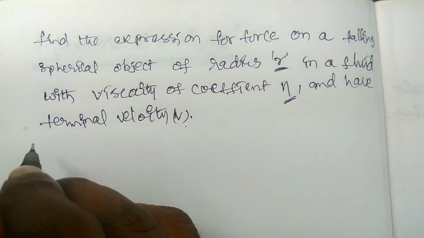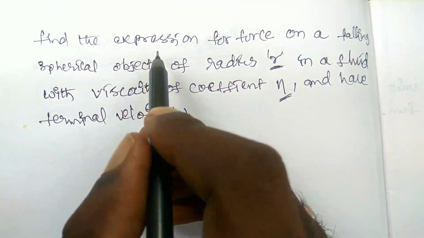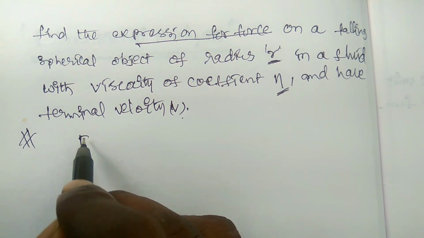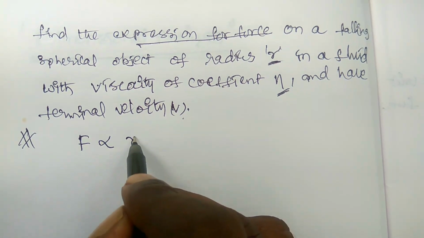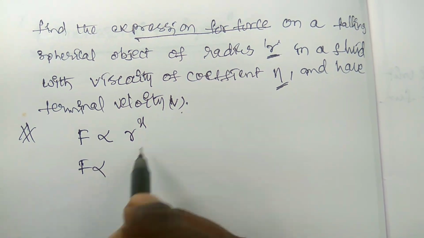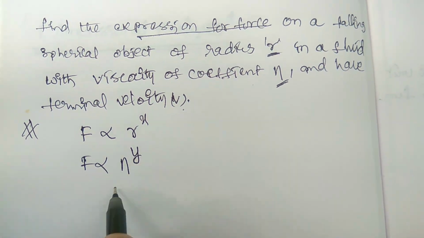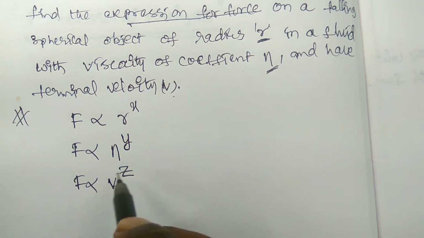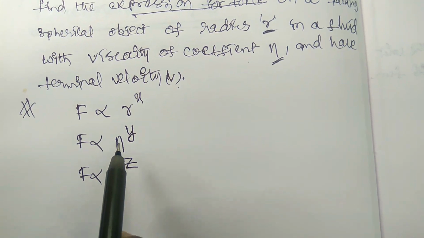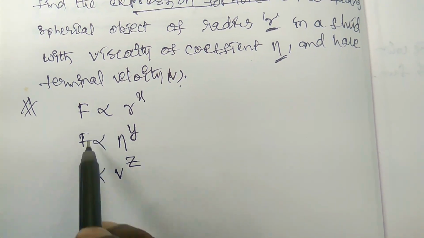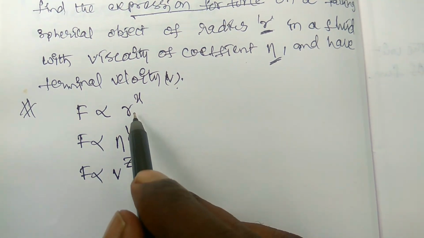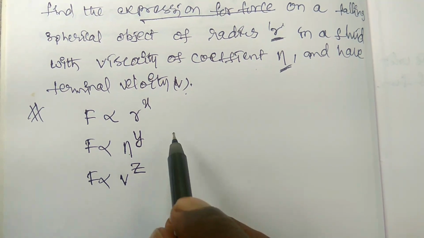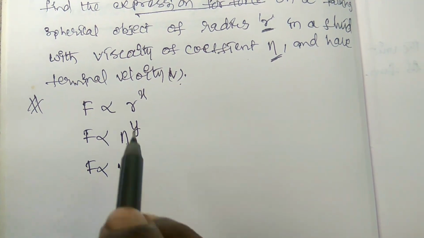Now we have to find the dimension formula or the expression for the force. So let us write, force is directly proportional to r to the power x, force is directly proportional to eta power y, and force is directly proportional to the terminal velocity power z. Now we have to find the x, y, z values, and the expression in terms of radius, coefficient of viscosity and terminal velocity. That is our concept.